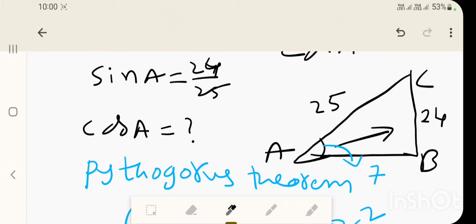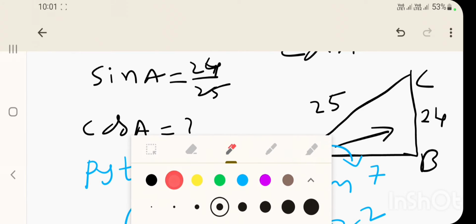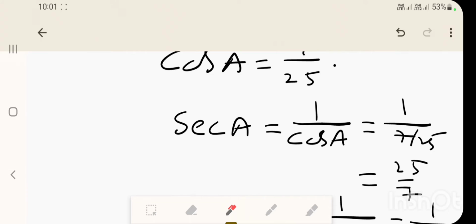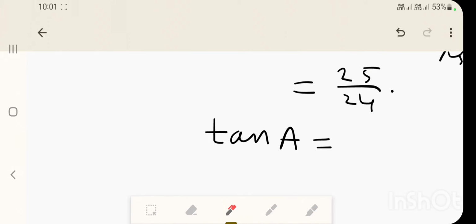That will be easy to solve in the exam. Okay. Now tan A we want. Tan A is nothing but this, you have remembered already, tan A is length of the opposite side divided by length of the adjacent side. So length of the opposite side is 24, adjacent side length is 7. Okay, so 24 by 7, this is tan A.